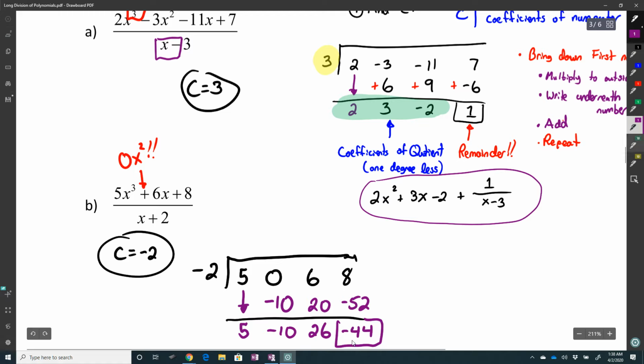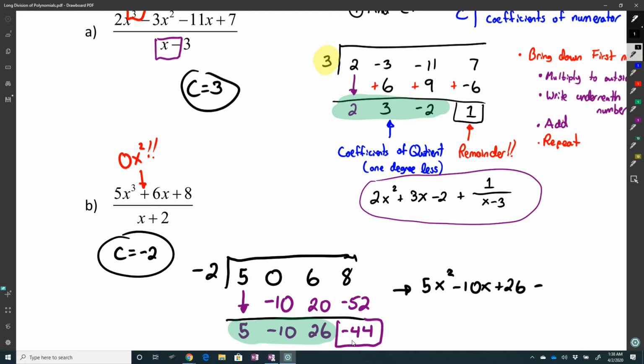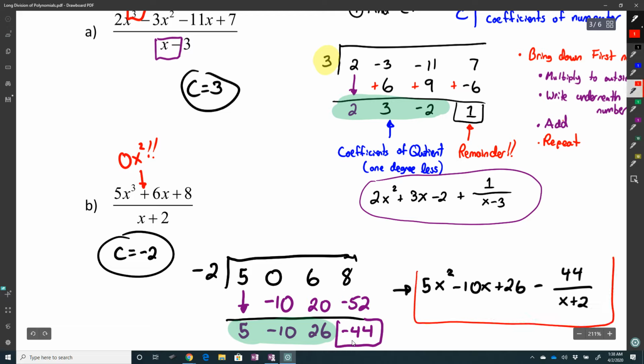So now that I have that, I know my quotient is this. I started with a degree 3, so my answer has to be a degree 2. So this tells me that my answer is going to be 5x squared minus 10x plus 26. And if it's minus 44, instead of saying plus negative 44, I could just write the minus on the outside. Minus 44 over x plus 2. See, wasn't that better than long division? Yay, synthetic. We're going to actually use synthetic a lot. So it's going to be in your best interest to get it down.